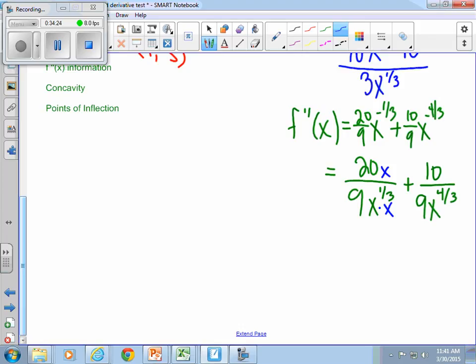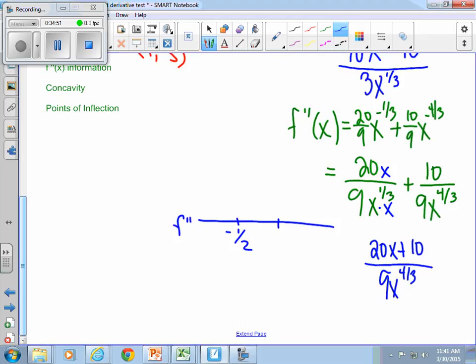So I get (20x + 10) over 9x to the 4/3. The top equals 0 at negative 1/2. Label my sign chart as a second derivative, and undefined at 0.